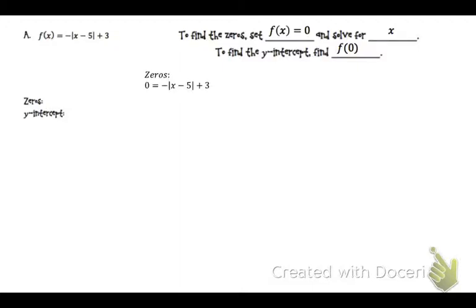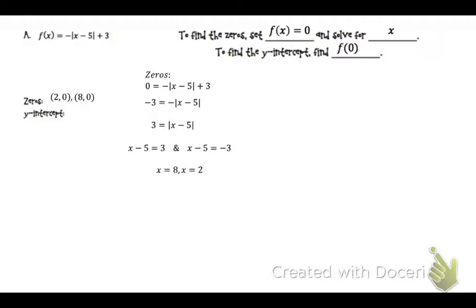So that's going to be 0 equals negative absolute value of x minus 5 plus 3. I'm going to subtract that 3 over, and I'm going to divide by negative 1. So I have 3 equals the absolute value of x minus 5. Now remember, absolute value, you always set equal to the positive and to the negative. So I have x minus 5 equals 3, x minus 5 equals negative 3, which means x equals 8 and x equals 2. So those are my zeros. So my zeros are (2, 0) and (8, 0).